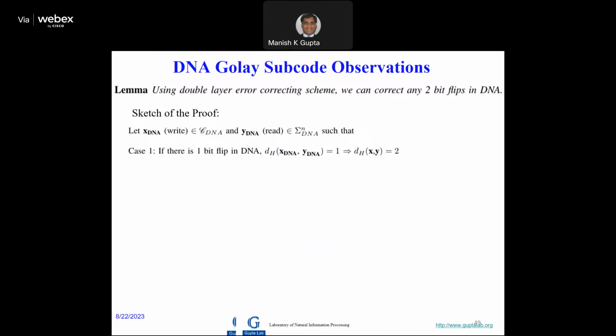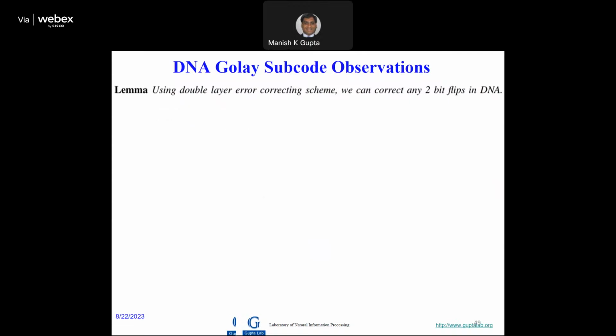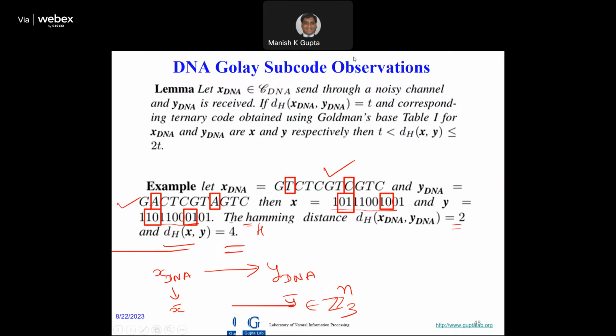Now what happens? Case 1. If there is a 1-bit flip in DNA, the Hamming distance between X DNA and Y DNA will be 1, right? Correct? Because X DNA is sent, Y DNA is received, and there is only a 1-bit flip. That means when we go to the ternary system, this becomes 2. You just saw the example here, right? If the distance between 2 DNA vectors is t, then the corresponding ternary vectors have distance at most 2t, right? In fact, in some cases it is exactly 2t.